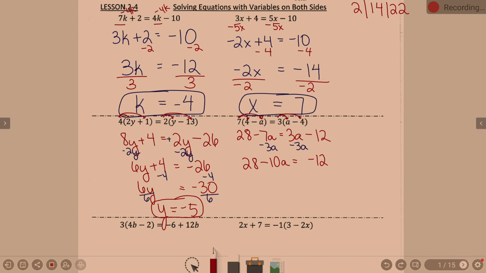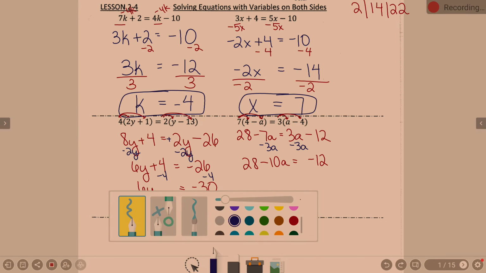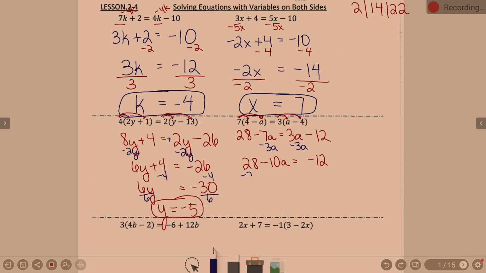Okay. I've got the A here. You have to divide. Not yet. What am I trying to move? Let's start with that question. The A. Not yet. We want to get 10A by itself. How do I get this 10A by itself? I need to move the 28. How do you move a positive 28? Since that is a positive 28, we're going to do the opposite and we're going to subtract.